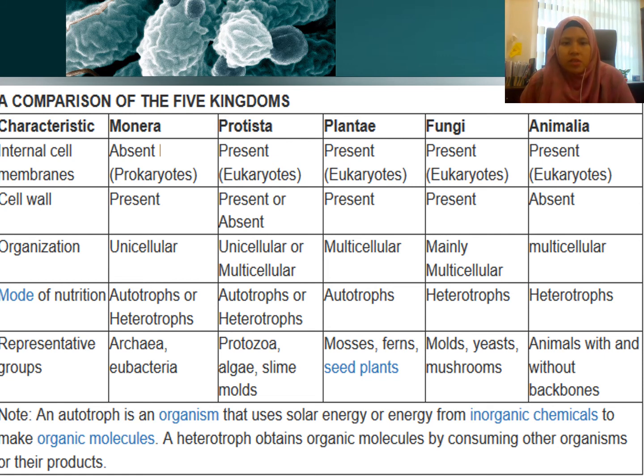And this is the table showing the differences in characteristics between the 5 kingdoms. The first one is the internal cell membrane. For prokaryotes, we know they don't have it, in comparison to the eukaryotes. So for Monera it is absent, meanwhile the other kingdoms, which are the eukaryotes, do have the internal cell membrane. So it is all present.